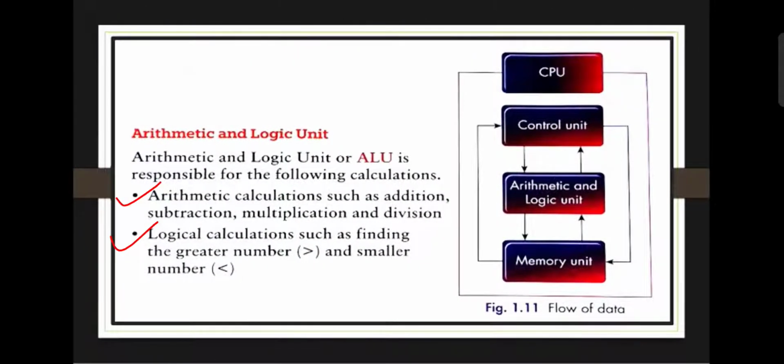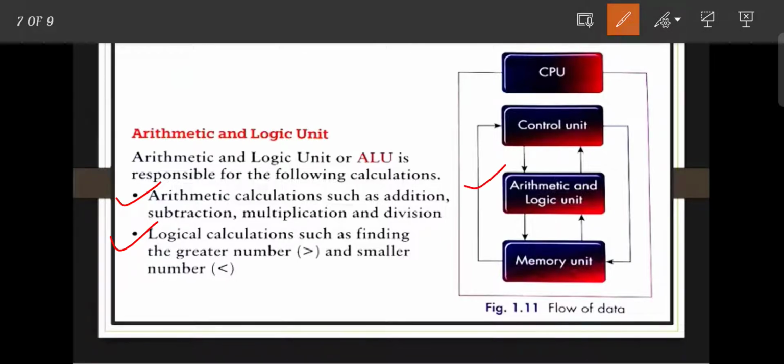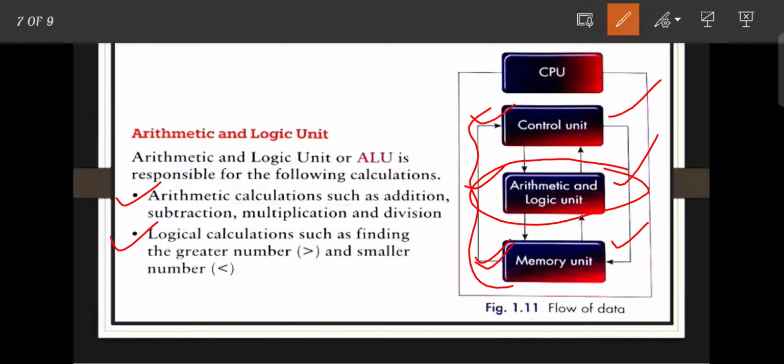The first part is the control unit. The control unit controls the flow of data. All the calculation is done by the arithmetical logical unit. And when the CPU processes anything, the data is stored in the memory unit. So these are the main three parts: control unit, arithmetical logical unit, and memory unit.